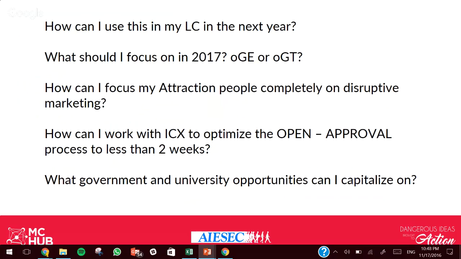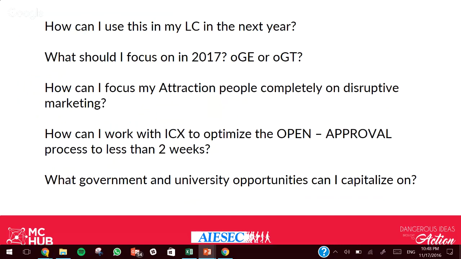The fourth thing, sorry, is how can you work with ICX and LC partnerships, offer in all these things to optimize the open to approval process to less than 2 weeks? Like I said, usually it takes between 4 and 8 weeks right now. So from when a person signs up to when they're approved, how can you make sure that this happens in less than 2 weeks? Imagine what this is going to do to your teams, to your TLs, to your LC, to you guys, to see your impact so fast, and how much you can improve your conversion rate and how much you can disrupt by just doing this, right?